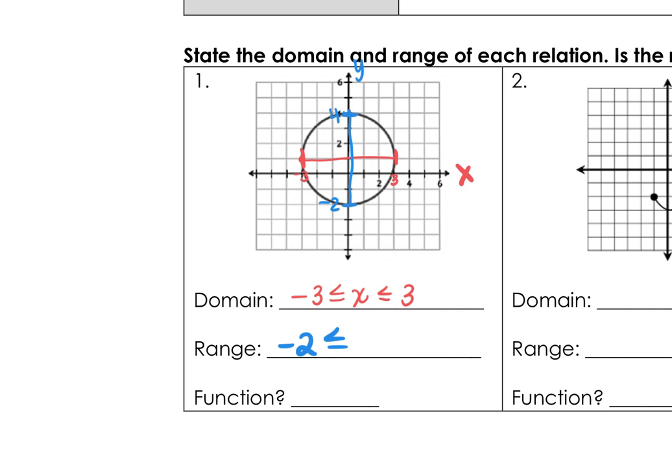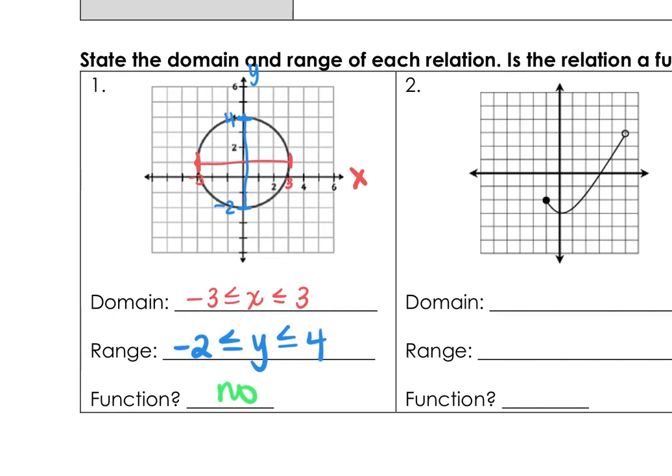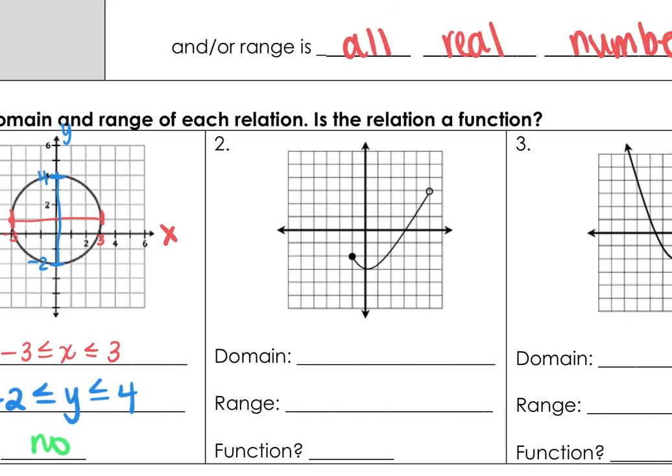This time in the middle, though, you need to make sure you put a y because we're talking about range, which is less than or equal to that top point, which is at 4. So these y values are in between -2 and 4. Is this circle graph a function? No, very good. It does not pass that vertical line test. Good job.